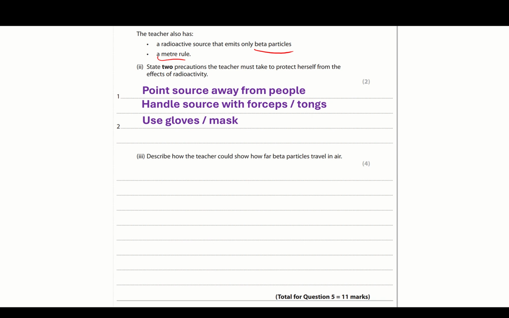Use gloves, wear a mask. And then the other one we could add in there is limit the exposure time. So if you were to use particularly hazardous sources that schools are not allowed to have anyway, then you could wear a badge monitor. So it literally tells you your dose at the end. Next question. Describe how the teacher could show how far beta particles travel.